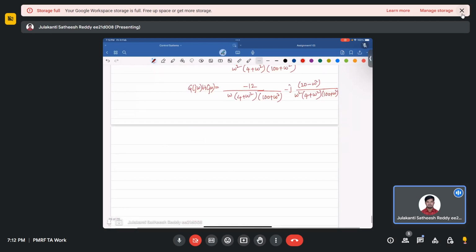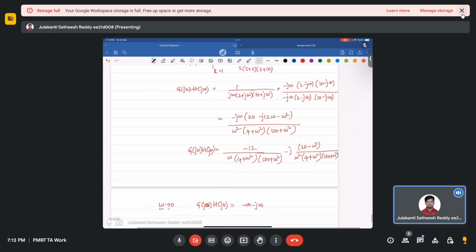Now when omega tends to 0, what is G of j omega H of j omega? G of j0 H of j0. How much is it? Substituting omega, it is going to be minus infinity, and again j minus infinity, right? So what is its angle now? If you want to see that, what is the angle?